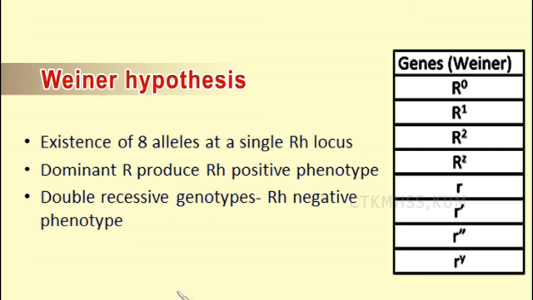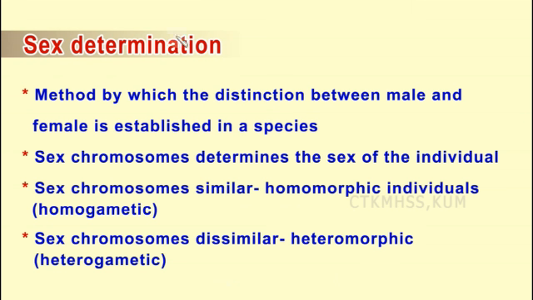So this is the genetic control of RH factor. These are the 8 alleles represented by Wiener. So we have seen about the ABO blood group types, then RH factor and incompatibility of RH factor, and then genetic control of RH factor.